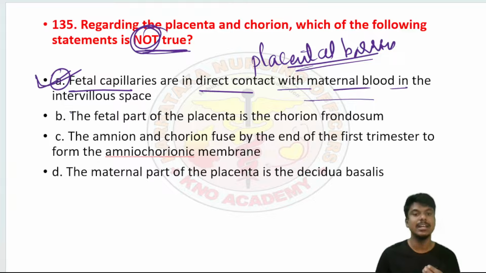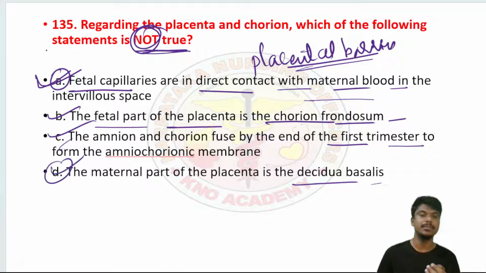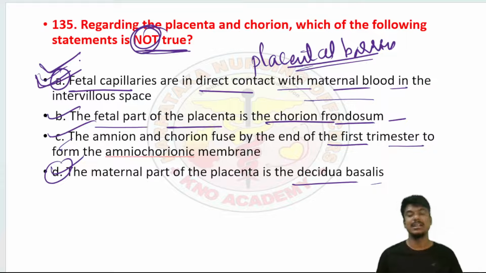Among the remaining options, the fetal part of the placenta develops from the chorion frondosum. That is right. Option C, the amnion and chorion are fused by the end of the first trimester. This is also right. Option D, the maternal part of the placenta is called decidua basalis. This is also right. So option A is not true regarding the placenta and chorion. So option A is the right answer.